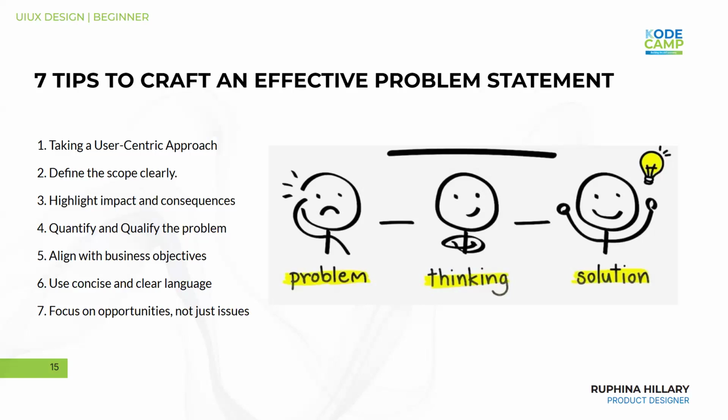Now, the second one is to define the scope clearly. So the scope, like I said, are you creating the umbrella problem statement, that's the general problem statement, or the specific problem statement, that's the subordinate one rather. So define your scope clearly, and it also depends on what stage of your design process you are creating this problem statement.